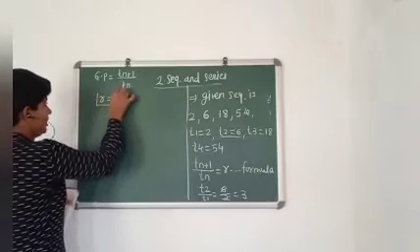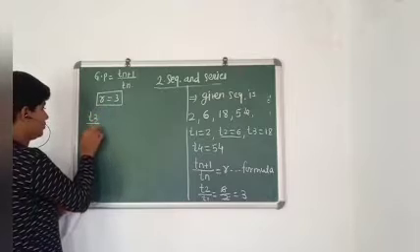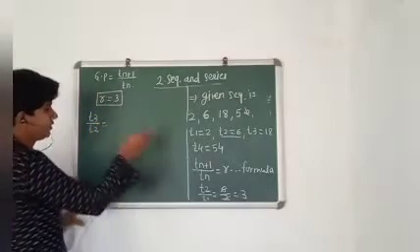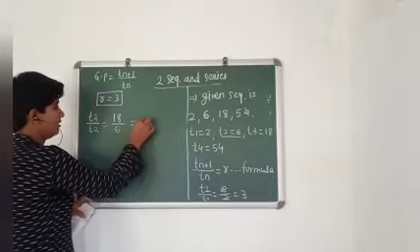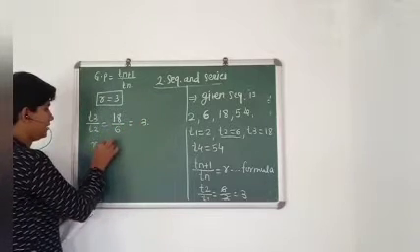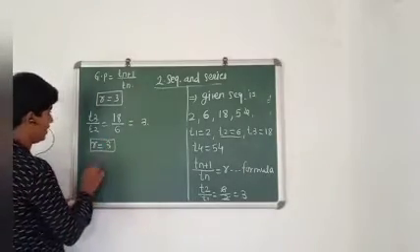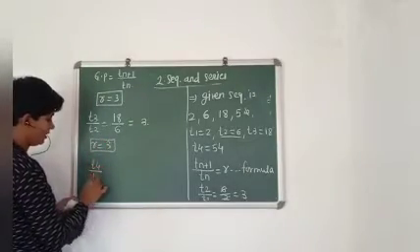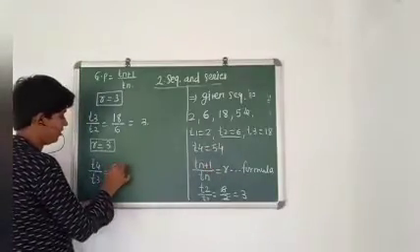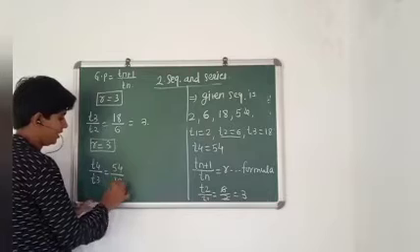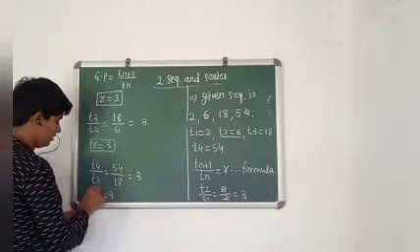Similarly check for the next. T3 upon T2 is equal to T3 is 18 upon T2 is 6, that means 3. The value of R is equal to 3. Same, check for the next term: T4 upon T3. Here the value of T4 is 54 upon T3 is 18. That means the common ratio is 3.